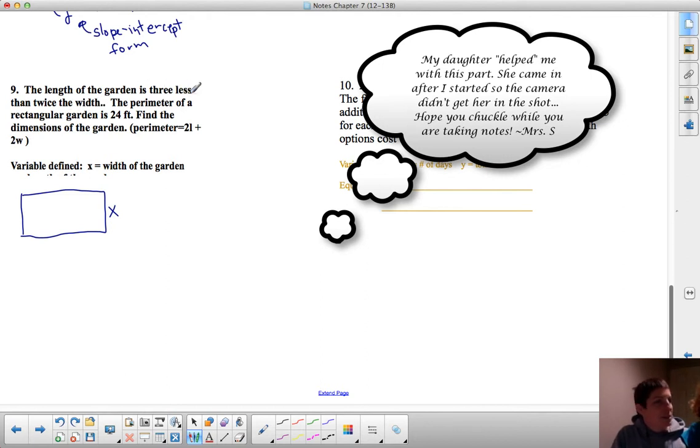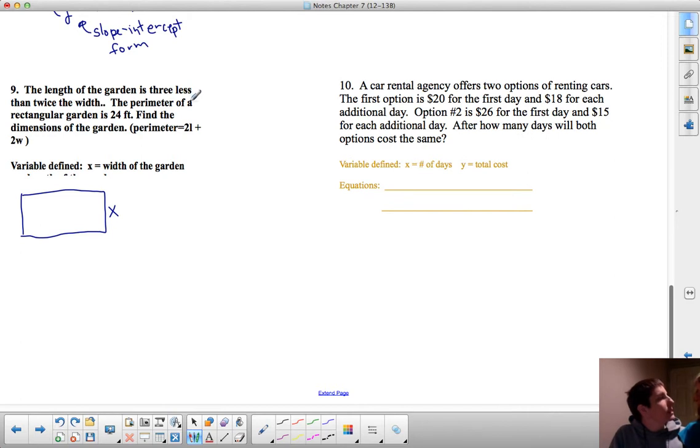When we say less, does that mean to add or to subtract? Less. Subtract. Good. So, twice the width. That means we'd have to have 2 of them, right? Twice. So we have to have 2 widths. That means 2 x's in this problem. And we have to subtract 3 from whatever that is. So that's the first thing that we need, is that picture.